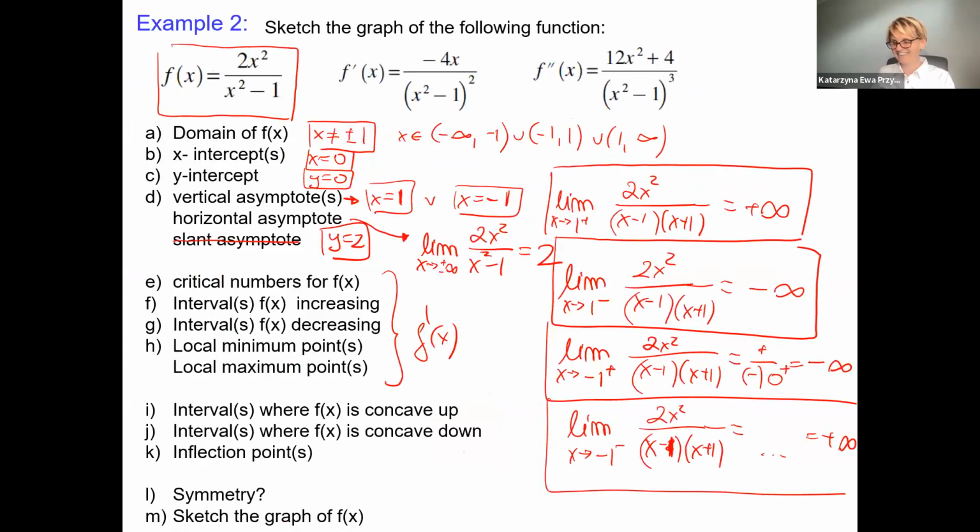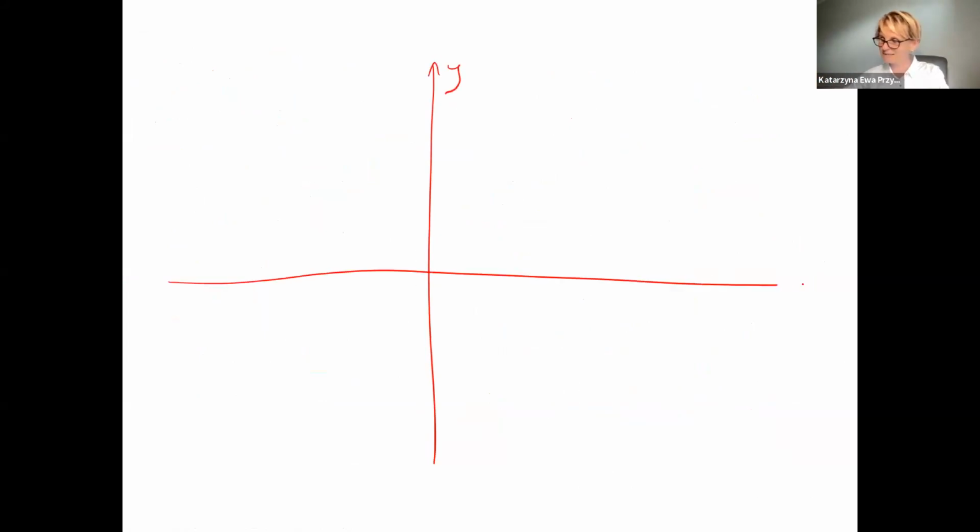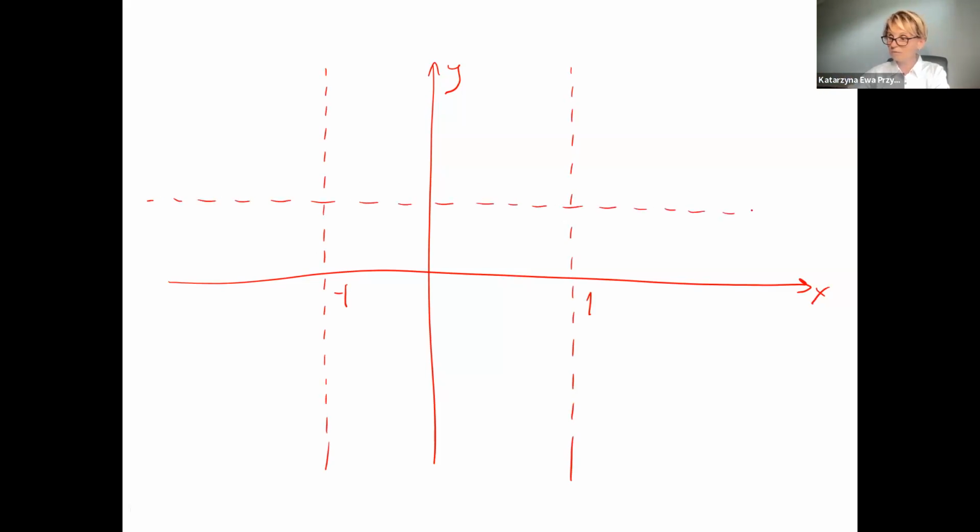Now let's try to get the graph together, because this is always the exciting part. Let's put together everything we know. You can pause the video, not look at the solution, and try to put all of the information together. We found that this is a vertical asymptote. We found that 2 is a horizontal asymptote. My 2 is a little bit lower, it's fine.